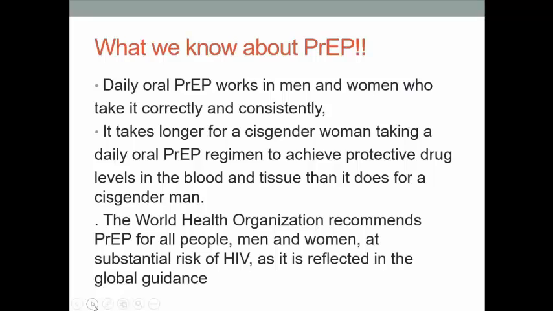So what do we know about PrEP? I know my colleagues have already covered this. So now we know that daily PrEP works for both men and women as long as they take it correctly and consistently. And we also know that, of course, it takes longer for a cisgender woman taking daily oral PrEP to achieve the required drug protective levels in the blood tissue as compared to a cisgender man. But this does not mean that PrEP does not work in women. PrEP works in women, only that women need to take a number of doses to achieve the required drug protection levels. And we also know that the WHO recommends PrEP for all people, both men and women, as long as they are at substantial risk of HIV. And this is reflected in the global guidance. Next, please.